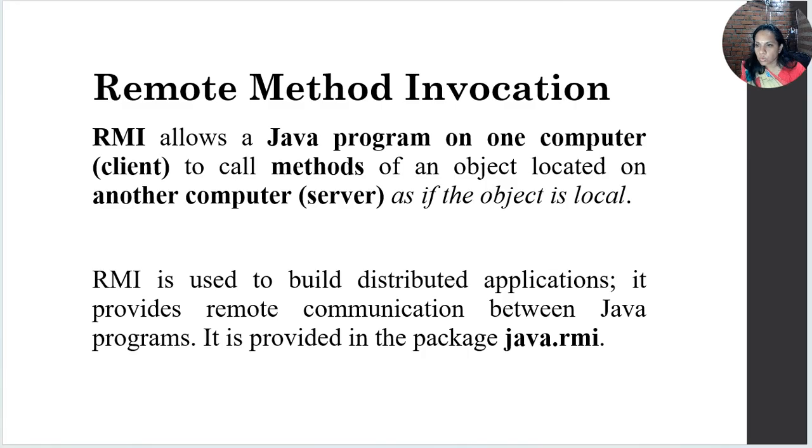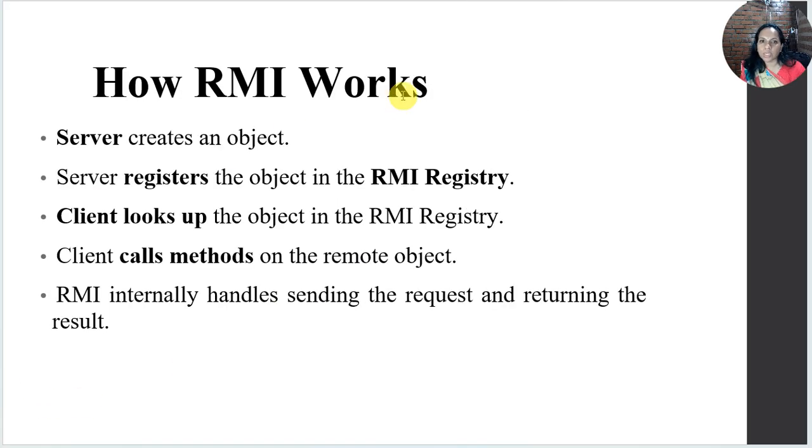Now we will see how RMI works. Server creates an object. Server registers the object in the RMI registry. Client looks up the object in the RMI registry and the client calls methods on the remote object. RMI internally handles sending the request and returning the result. This is how RMI works.